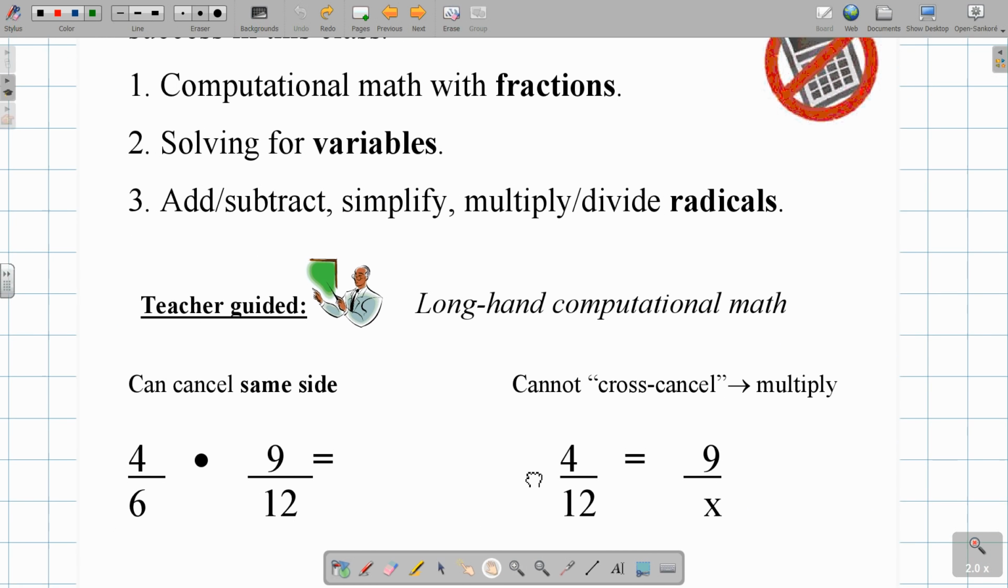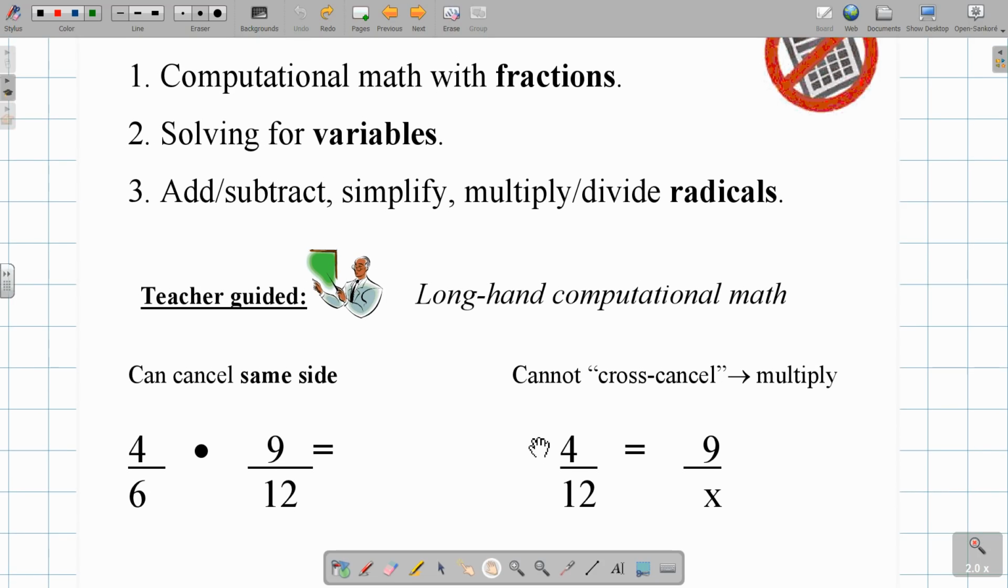So the skills we're going to be working with are computational math with fractions, solving with variables, adding, subtracting, multiplying, and dividing, and radicals, which is another name for square roots.